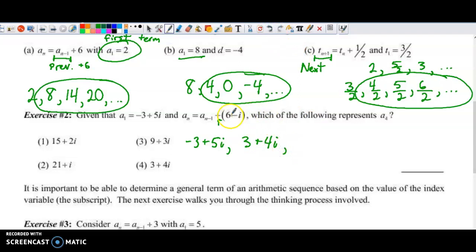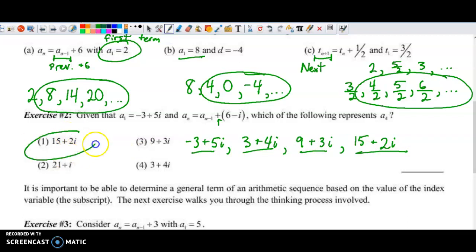And then the next term is adding 6 to that 3, so 9, and subtracting i from that, so that would be 3i. So let's add 6 again. We're at 15, and subtracting i from it would be 2i. And I'm going to stop right there because that's the first, second, third, fourth term. And why did I stop there? Because that's what they wanted. They wanted the fourth term.